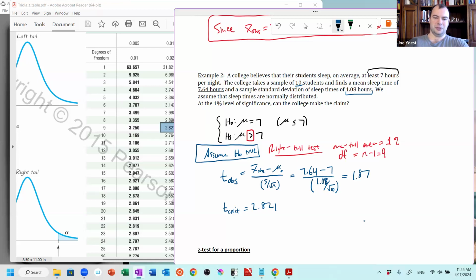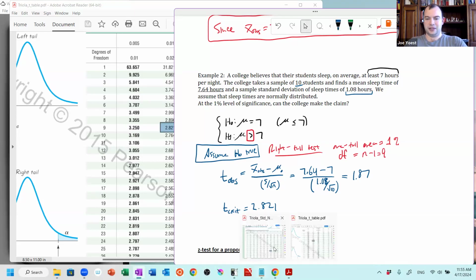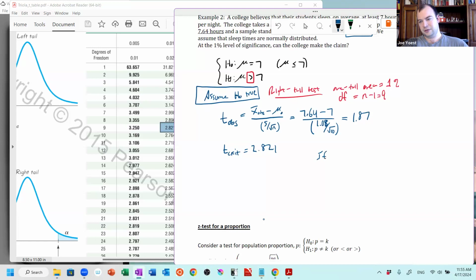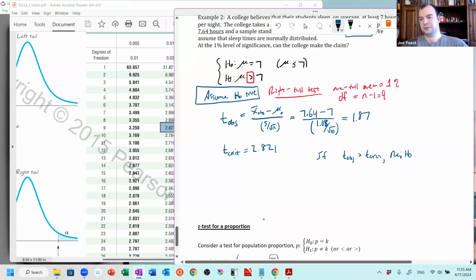Remember, X bar observeds that are far to the right, that are well above 7, give me stronger evidence against H naught in favor of H1. So T observed being bigger than T critical, this is a right tail test, being further in that right tail, T observed being bigger than T critical, that's when I generate a rejection. I reject H naught in favor of the alternative that the mean is bigger than 7. Otherwise, do not reject H naught.